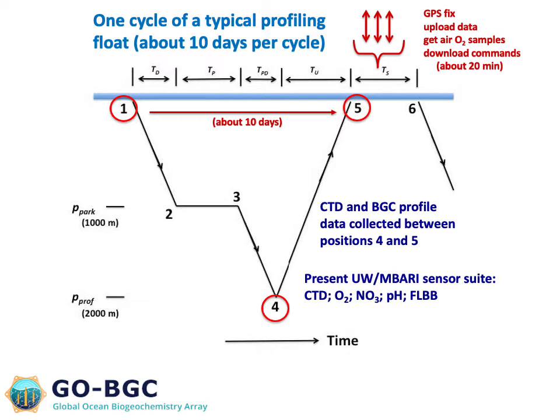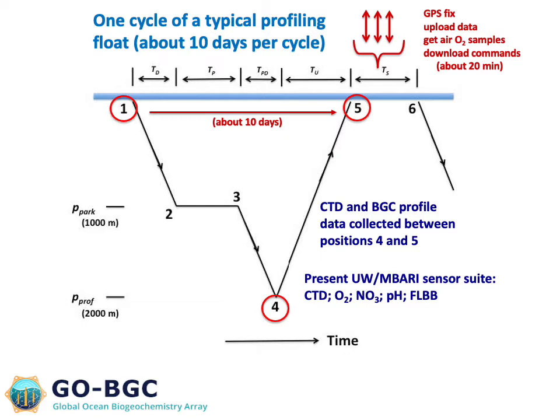Once the float gets on the surface, it does several things, as you see there. The antenna will be above the water line. The float will get a GPS fix so it knows where it is. It will upload all the data that it's collected to an Iridium satellite. It will collect some in-air samples of oxygen using the oxygen sensor, and this allows us to calibrate the sensor on each profile. And then it will also download any commands.